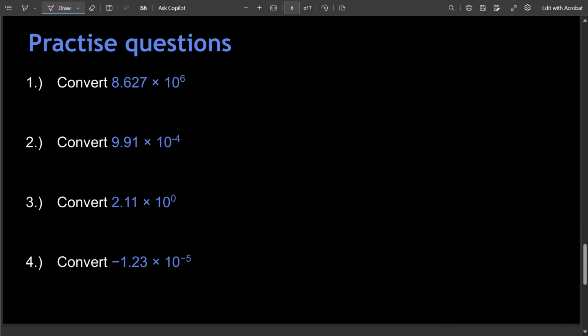So the first question here, we have a positive exponent, so we need to make the number bigger, 8.627, and then to the right, 1, 2, 3, 4, 5, 6. Here we are. Same thing here. We have a negative exponent though, so we need to make the number smaller. 9.91, 1, 2, 3, 4. And let's put the 0 here in front. 1, 2, 3, 4. Here we have the exponent and it equals 0. So that means we don't need to do anything to the number and we just rewrite it.